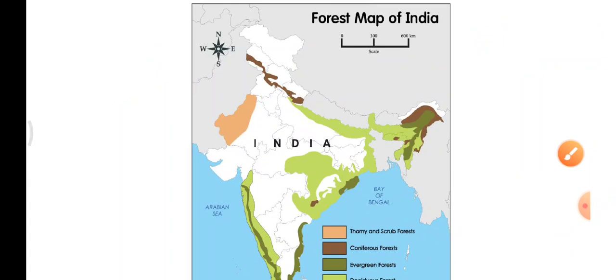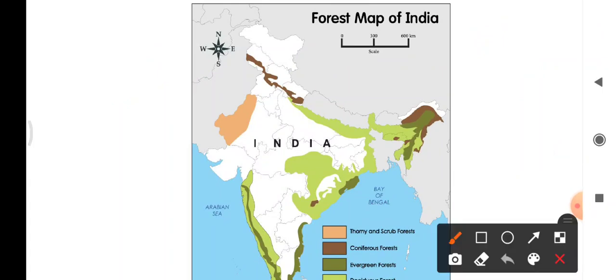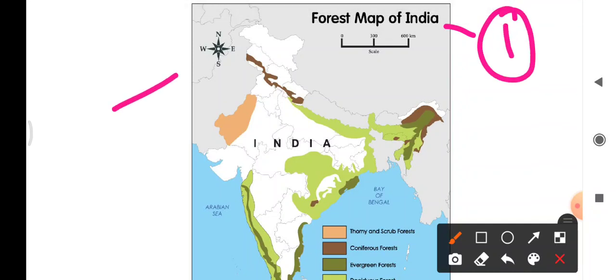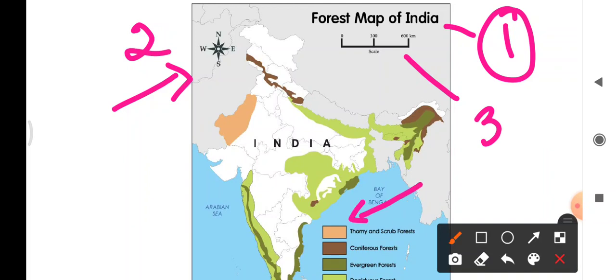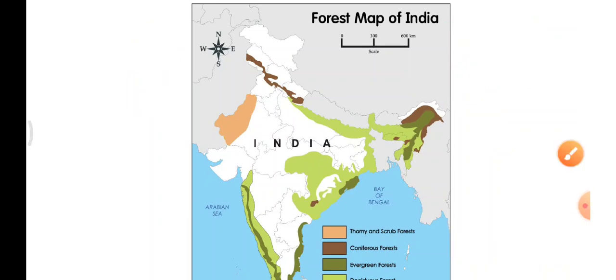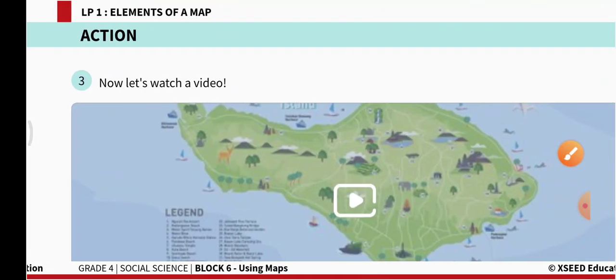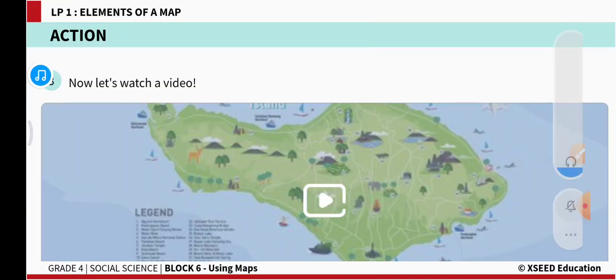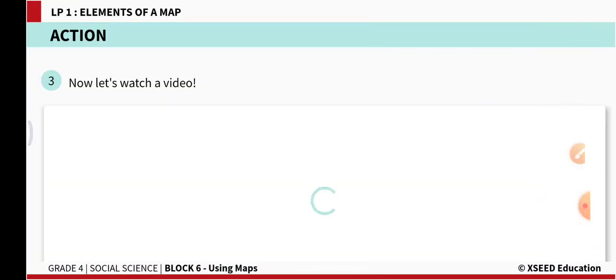So how many elements did we learn here? First one is the title, second one is the compass, third one is the scale, fourth one is the legend. Okay, 1, 2, 3, 4: title, compass, scale and legend, right? Now let's move ahead and learn more. So let us watch this video.